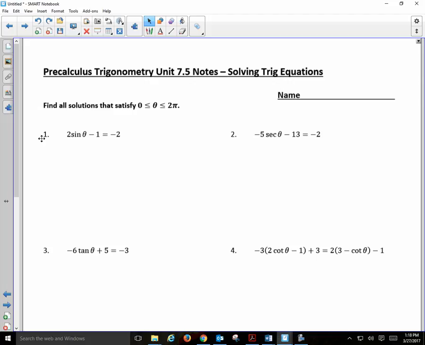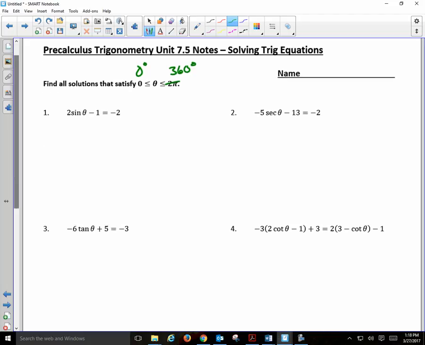Today you're going to solve trigonometric equations, and I'm going to allow you to solve between 0 degrees and 360 degrees. So instead of going in radians, we're going to do degrees because that generally is something you're a little bit more comfortable with. We start by solving 2 sine of theta minus 1 is equal to negative 2. Today we're going to solve easier ones. Tomorrow we're going to solve more difficult ones. This problem is straightforward and easy.